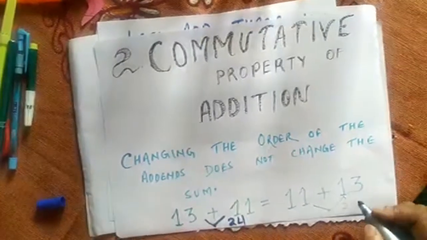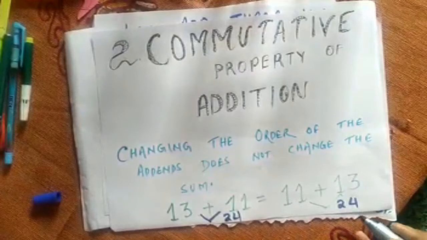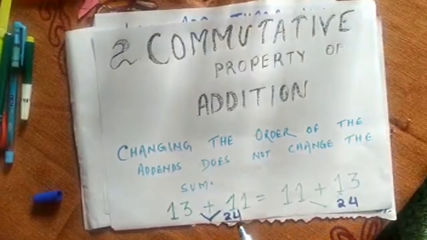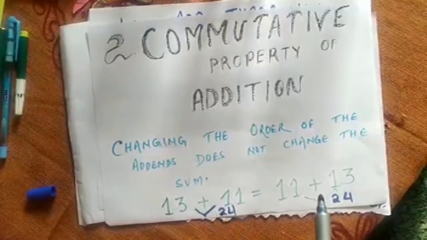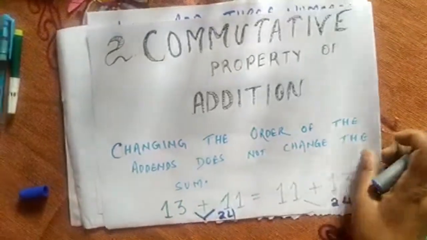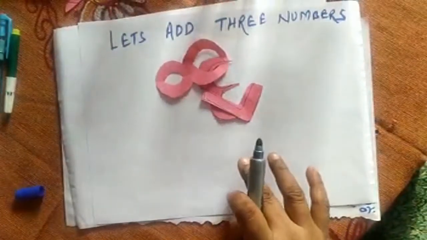11 plus 13, when I am changing the order of the addends, the result is the same, 24, 24. It means if we change the order of the addends, it does not change the sum. Let us clarify with the help of some more examples.